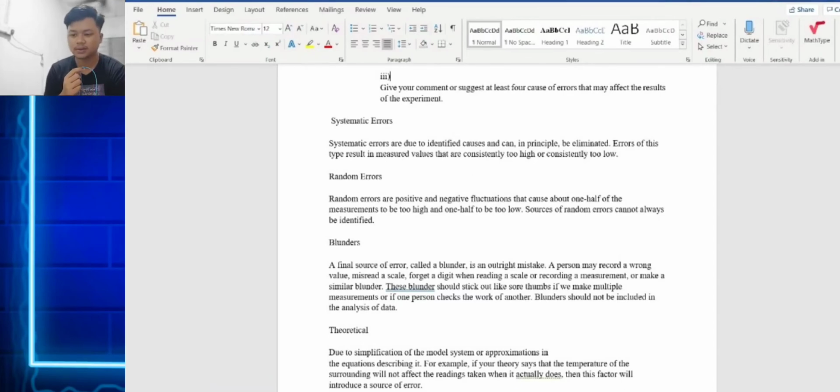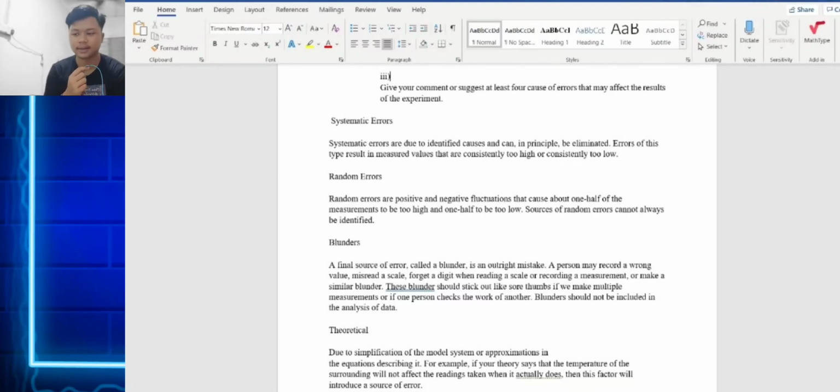A final source of error called a blunder is an outright mistake. A person may record a wrong value, misread a scale, forget a digit when reading a scale or recording a measurement, or make a similar blunder. This blunder should stick out like a sore thumb if we make multiple measurements or if one person checks the work of another. Blunders should not be included in the analysis of the data.